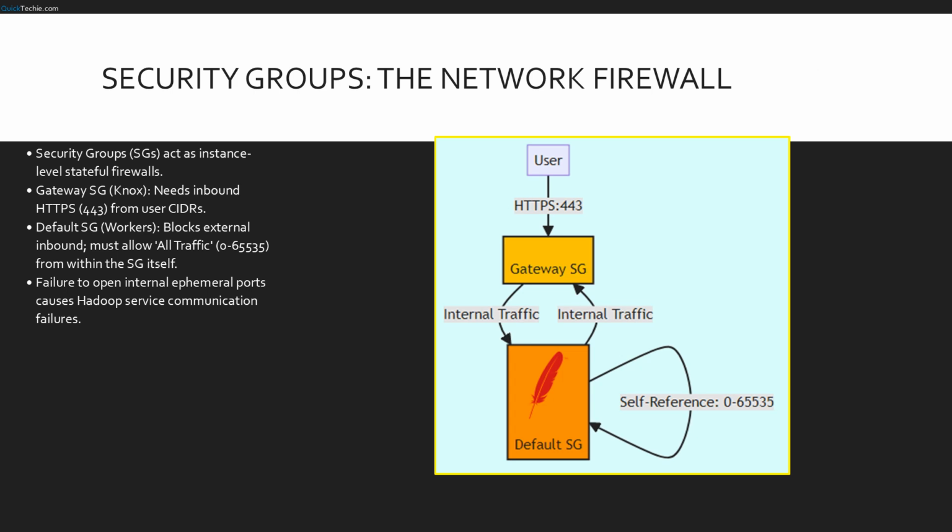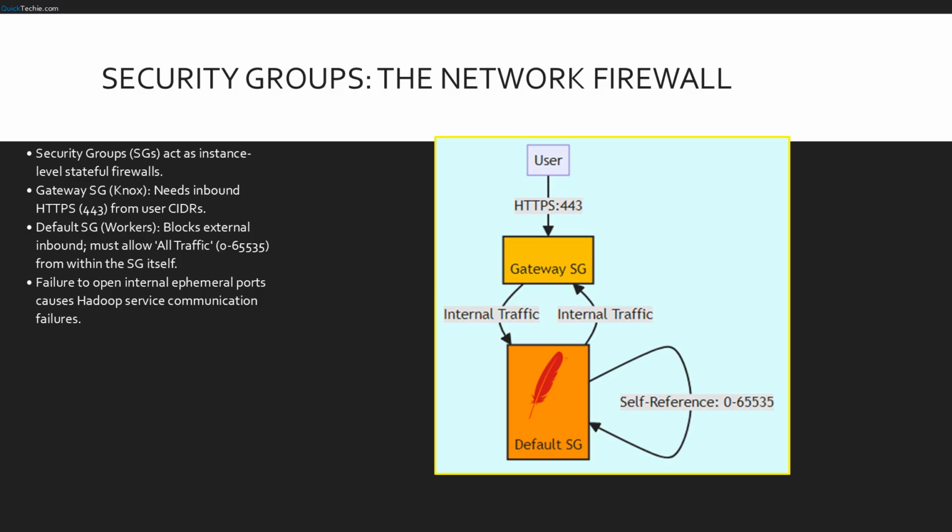Security groups are your first line of defense. They act as virtual firewalls for your instances. You generally manage 2 main groups. First, the Gateway or NOC security group, which handles user access. This needs port 443 open to your user's IP ranges. Second, and most critically, is the default security group for worker nodes.